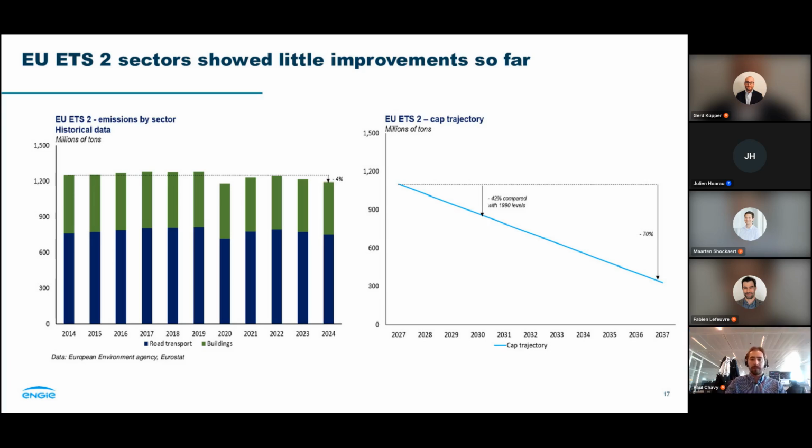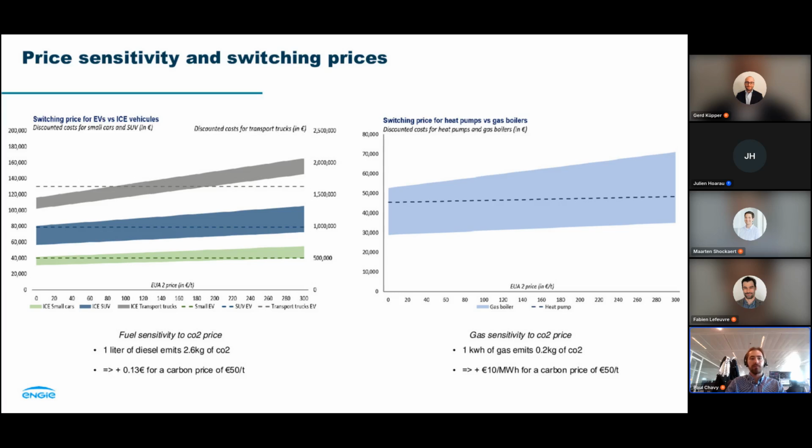So now let's focus on price sensitivity, on switching prices: how fuel prices react to changes in CO2 prices, and at what carbon price the transition to low carbon alternatives becomes financially viable. Here I took the example of electric vehicles and heat pumps. First, let's consider how carbon pricing directly affects fuel costs. Here you can look at the bottom.